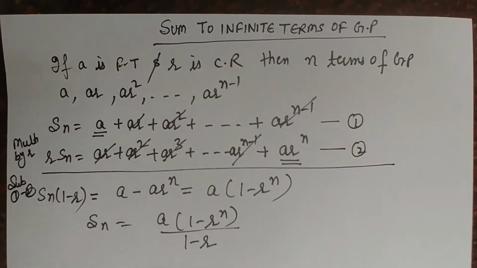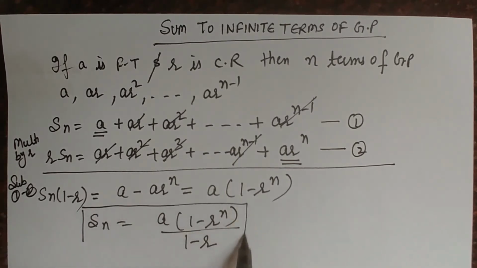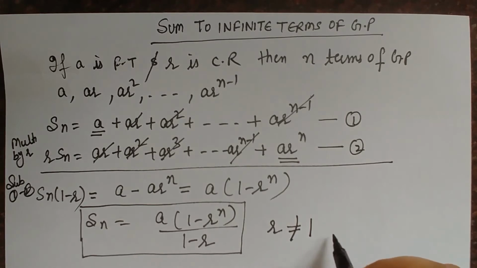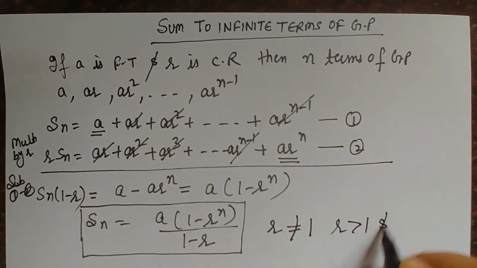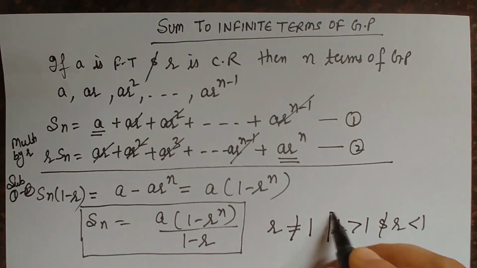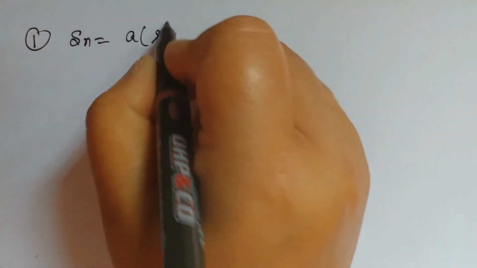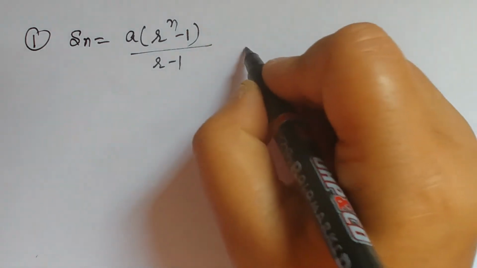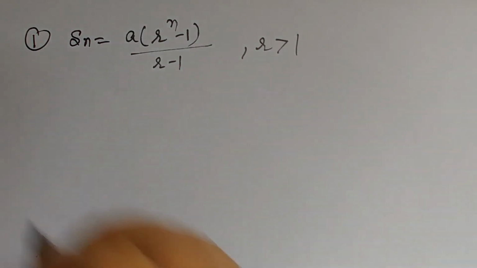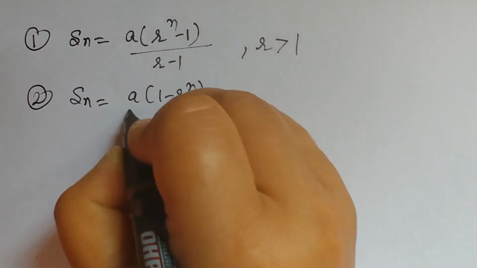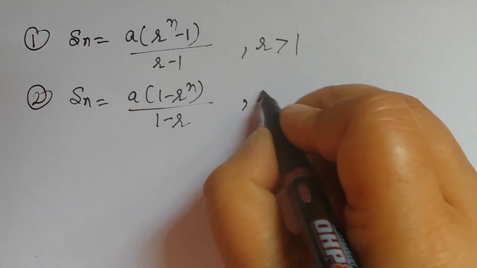So this is the formula for the sum to n terms of a GP. And this formula holds for r not equal to 1, which means for r greater than 1 and r less than 1. So we take Sn as a times r raised to n minus 1 upon r minus 1 when r is greater than 1, and Sn is a times 1 minus r raised to power n upon 1 minus r when r is less than 1.